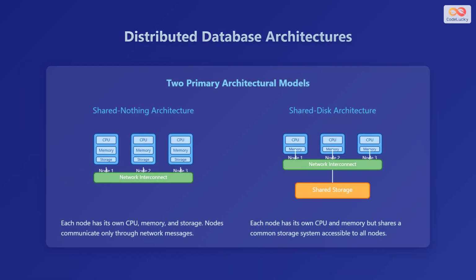Now, let's take a look at the primary architectural models for distributed databases. There are two main ones: shared nothing architecture and shared disk architecture. In the shared nothing architecture, each node has its own CPU, memory, and storage. The nodes communicate with each other exclusively through network messages. On the other hand, in the shared disk architecture, each node has its own CPU and memory, but they all share a common storage system that every node can access.